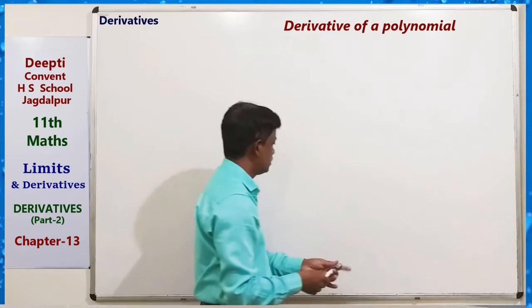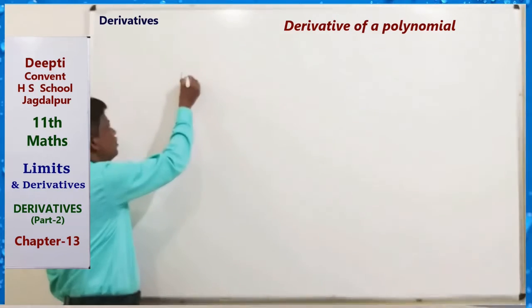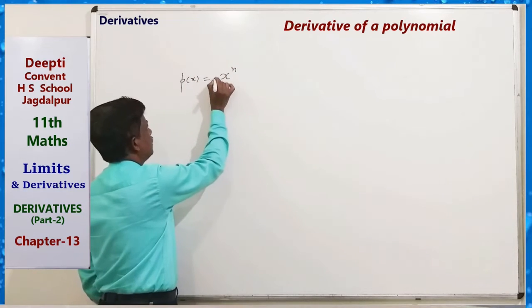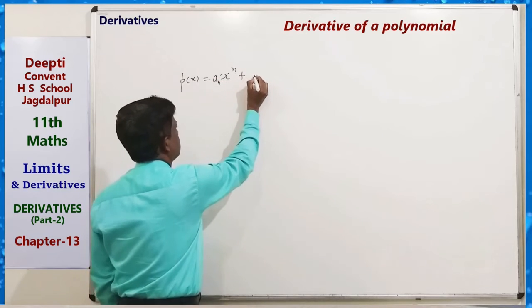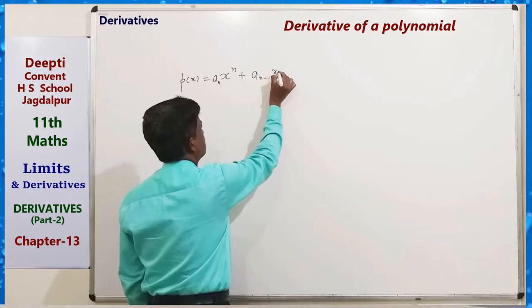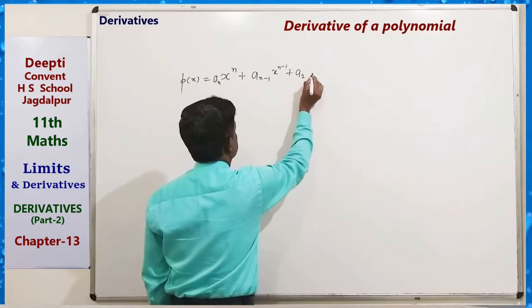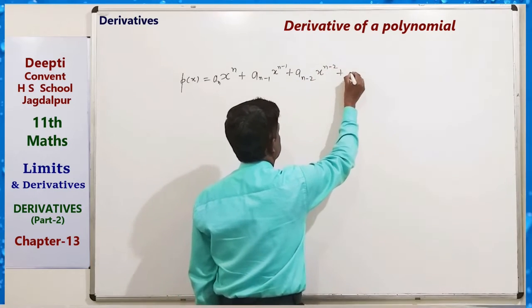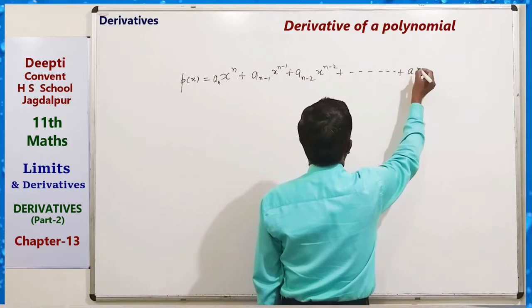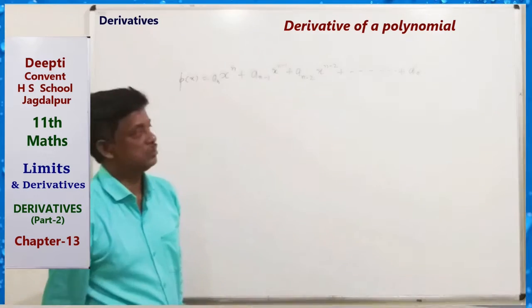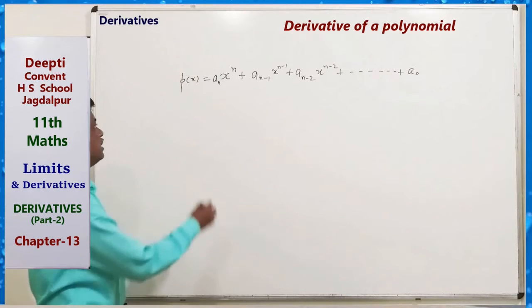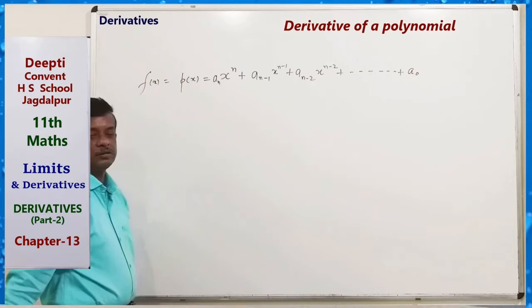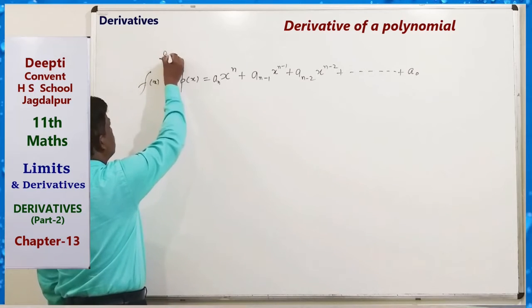If we have a polynomial of nth degree, suppose we have a polynomial P(x) equals a_n x to the power n plus a_(n-1) x to the power n minus 1 plus a_(n-2) x to the power n minus 2 plus and so on, plus a_0. So this is an nth degree polynomial. This is a function of x, and we want the derivative of the polynomial.